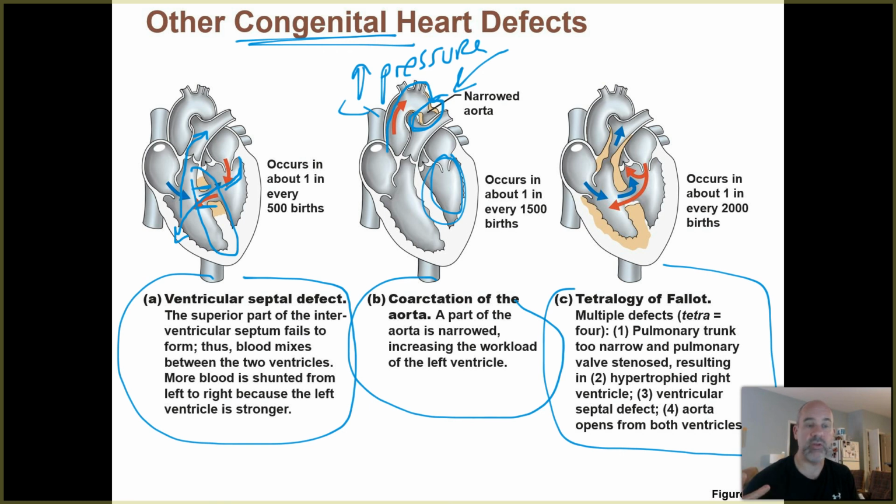And then to make matters even worse, the aorta actually opens from both ventricles, so both ventricles wind up sending blood into the aorta. So you have a mixture of oxygenated and deoxygenated blood entering the aorta, and then that's what's going to wind up heading out to your tissues, and that's not going to be a good thing because your tissues are not going to receive blood that contains adequate levels of oxygen gas.